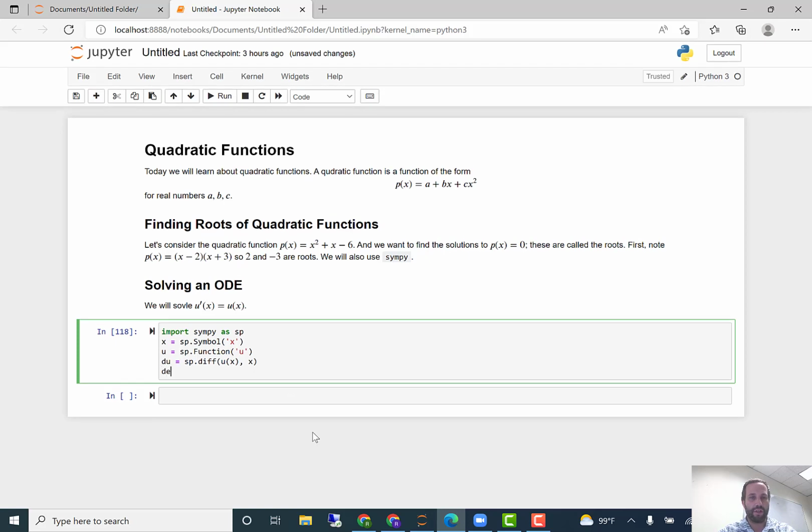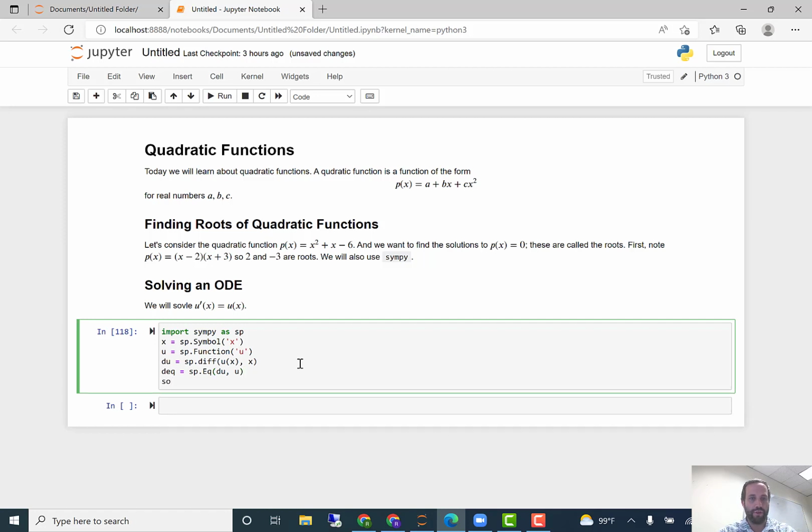And now my differential equation is u prime is equal to u. So du is the left-hand side of the equation, and u is the right-hand side of the equation. Now my solution is going to be sp.dsolve, so instead of solve, it's dsolve because we're solving a differential equation. And we're going to write deq, that's the differential equation that we want to solve. And then we're going to write u of x. Remember, you need to write the u of x. For the functions, you basically always need to write the argument. And this is going to solve this equation for u of x.